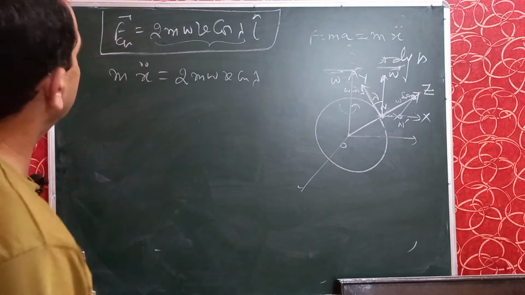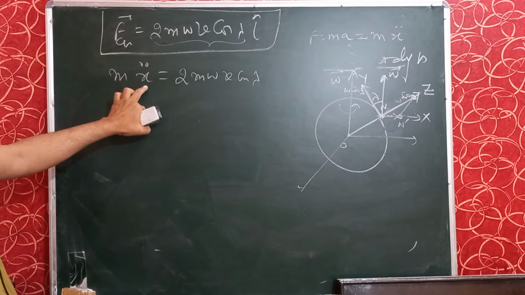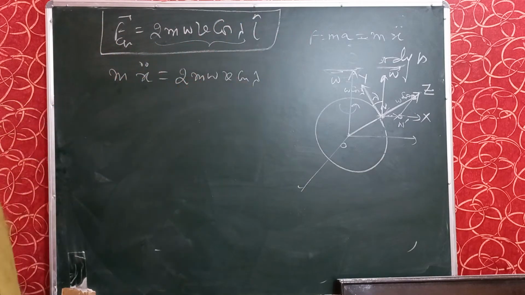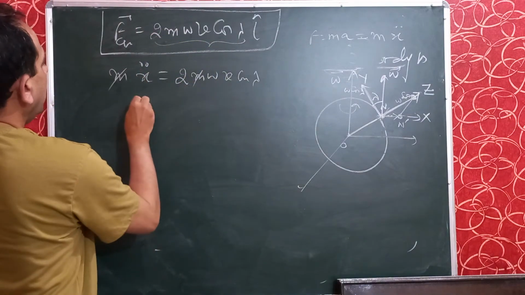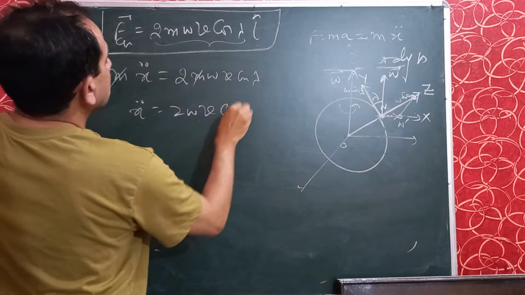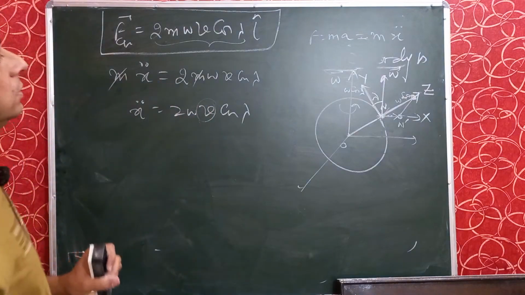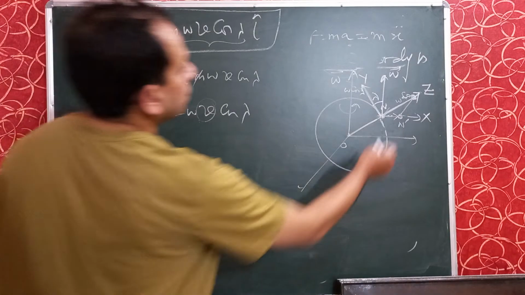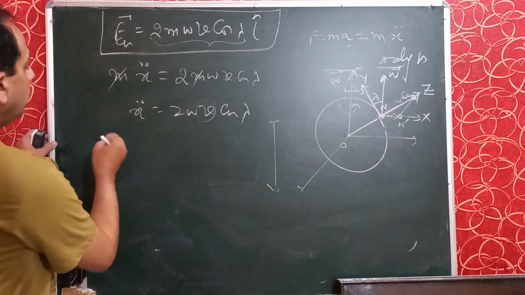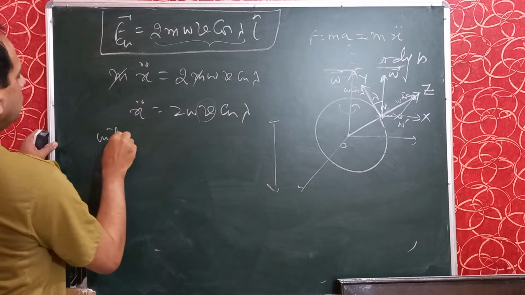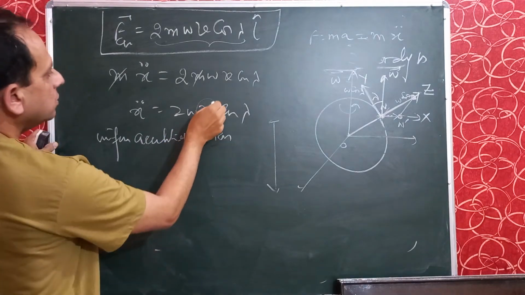Okay, so I have compared the magnitudes on both sides. F is written as ma, the direction is i, because I am considering only the i component, and it is also i component. So m is cancelled with m, and x double dot is equal to 2 omega v cos lambda. Okay. So we will put the value of v by using the freely falling body. You know that when a body is freely falling under gravity, its motion is uniformly accelerated motion. So we will apply the formula for uniformly accelerated motion to calculate the velocity.